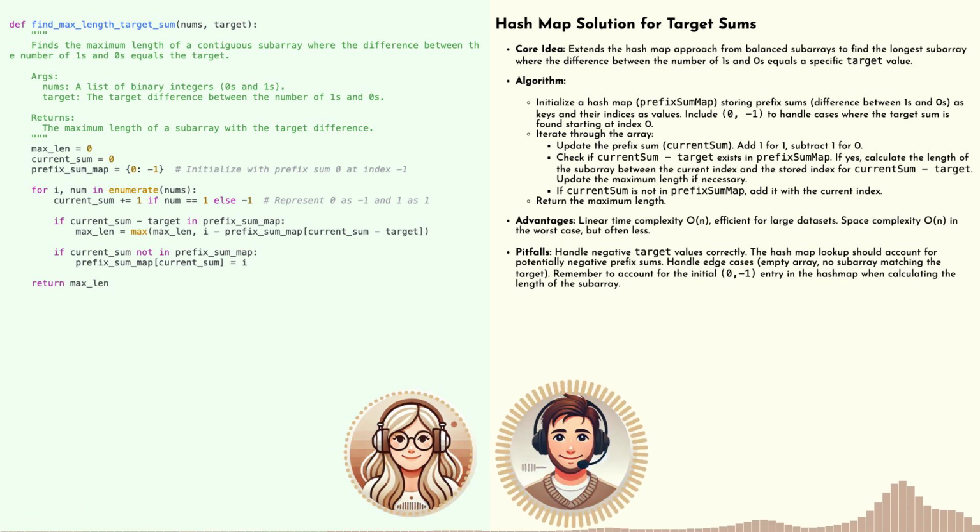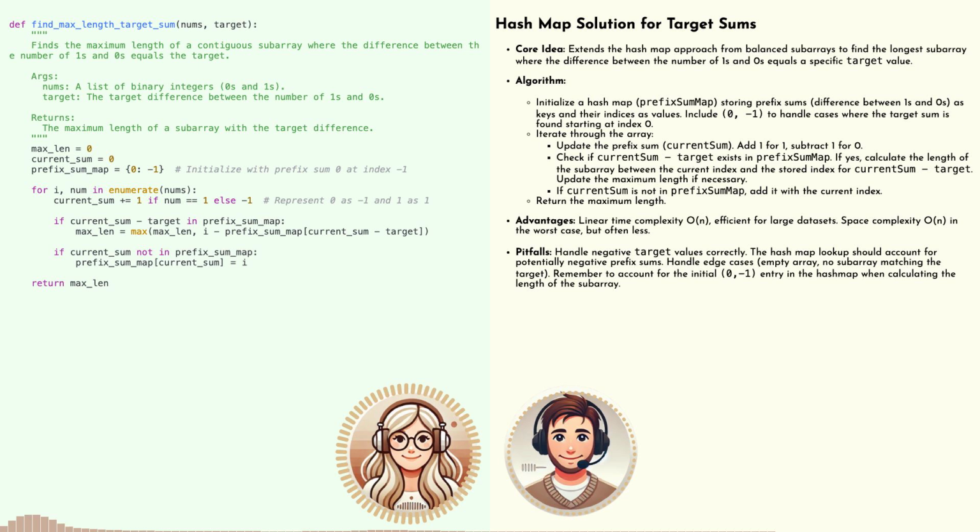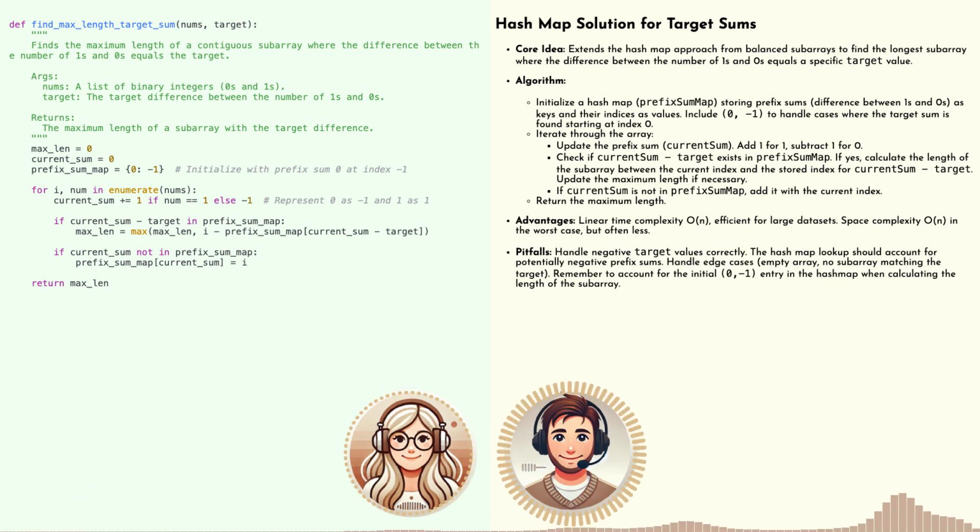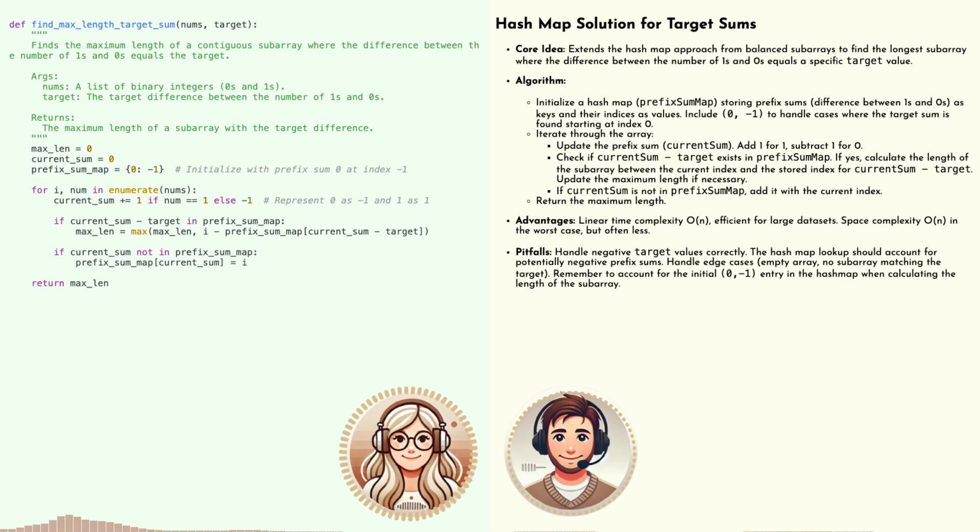Okay, this is really cool. So it's like the hash map lets us look back and see if there's a previous point in the array that, combined with our current position, gives us that sum. It's all about leveraging the information stored in those prefix sums. Right. The hash map is just our tool.